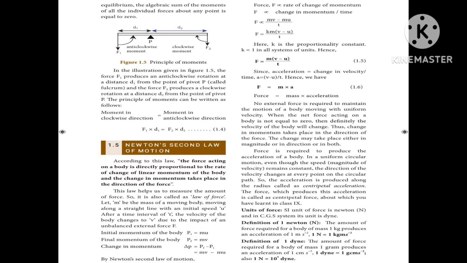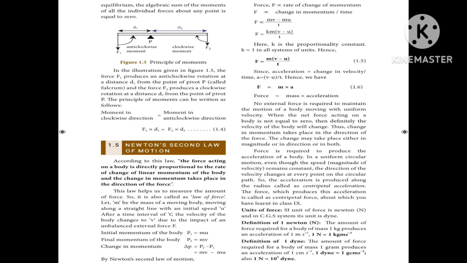In a uniform circular motion, even though the magnitude of velocity remains constant, the direction of the velocity changes at every point on the circular path. So, the acceleration is produced along the radius, called centripetal acceleration. The force which produces this acceleration is called centripetal force, about which you have learnt in class 9. Units of force. SI unit of force is Newton, N, and in CGS system its unit is dyne. Definition of 1 Newton: the amount of force required for a body of mass 1 kg to produce an acceleration of 1 meter per second squared.